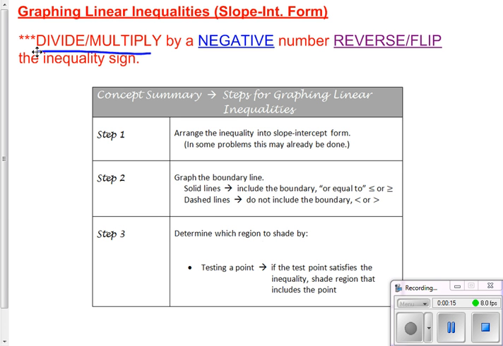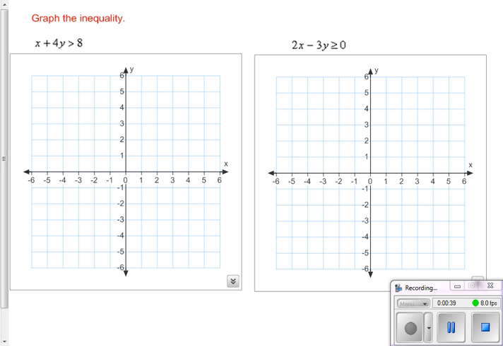You will have to multiply or divide by a negative number, which means you will have to reverse or flip your inequality sign. If you don't do that, your graph and shading will be off. You still follow the same 3 steps as we did yesterday. Put it in slope-intercept form, determine what type of boundary line it is, and where the shading belongs. So here's our first couple of examples.